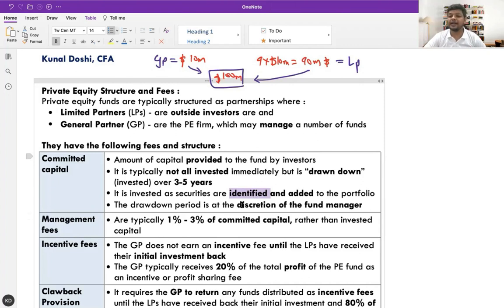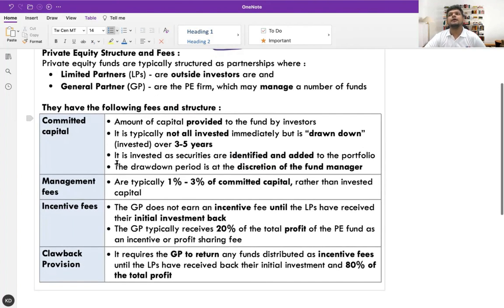Correct. So the drawdown period is at the discretion of the fund manager, which is here the GP, general partner. Is that clear, everyone? Correct. Yes. So committed capital is the total capital that I'm going to collect from you. But am I going to invest completely now? No. Remember, there is a difference between invested capital and committed capital. Keep that in mind, right?